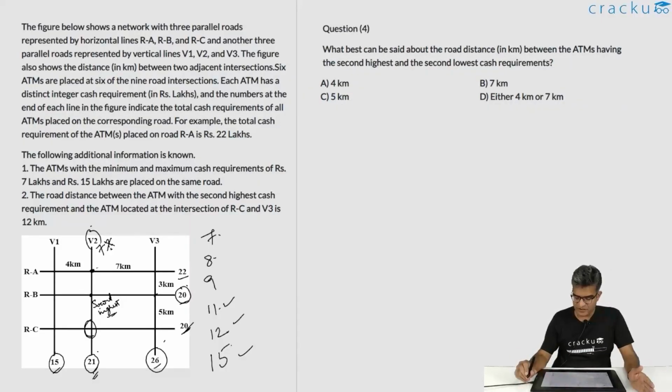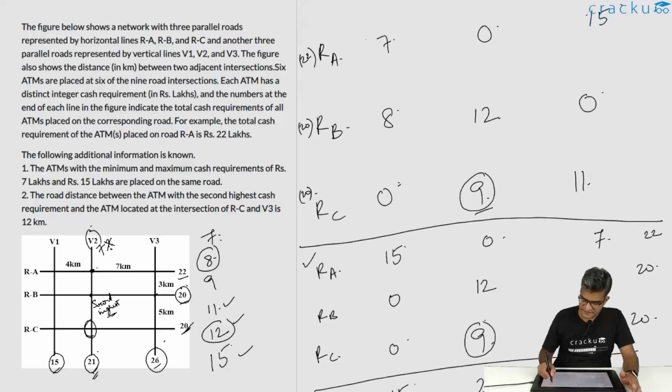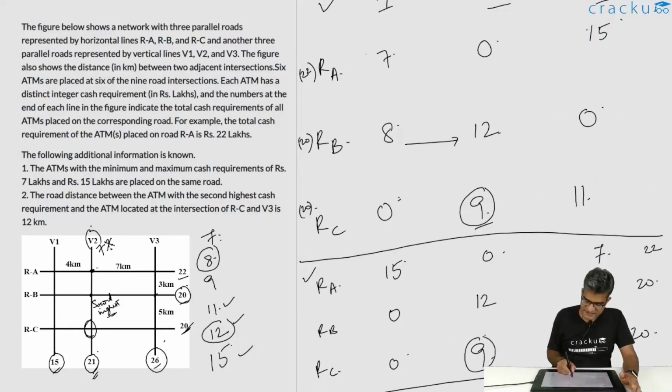What best can be said about the road distance between the ATMs having the second highest and the second lowest cash requirement? So we are looking for 12 and 8. What is the distance between the ATMs having 12 and 8? In the first case, 12 and 8 are separated by this distance. That distance is equal to 4 kilometers. So this will be in the first case 4 kilometers.